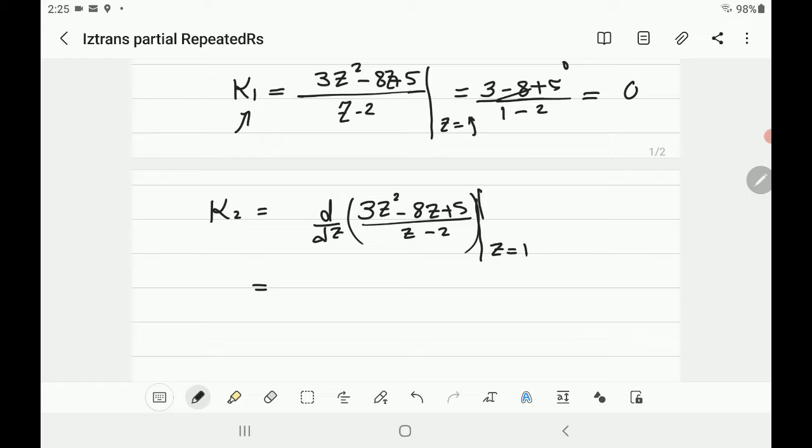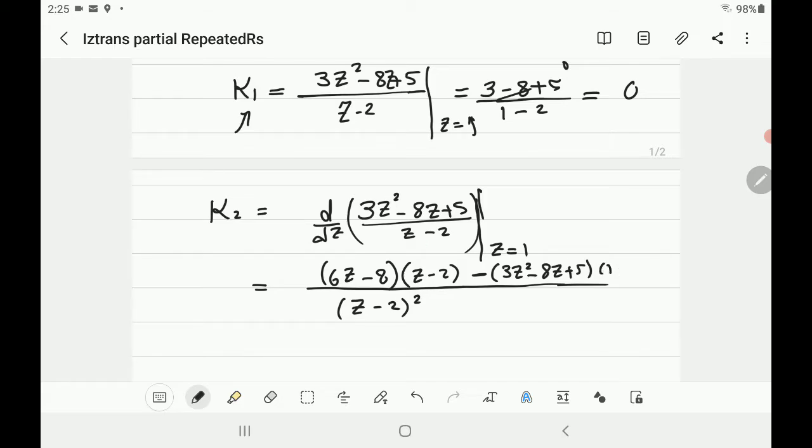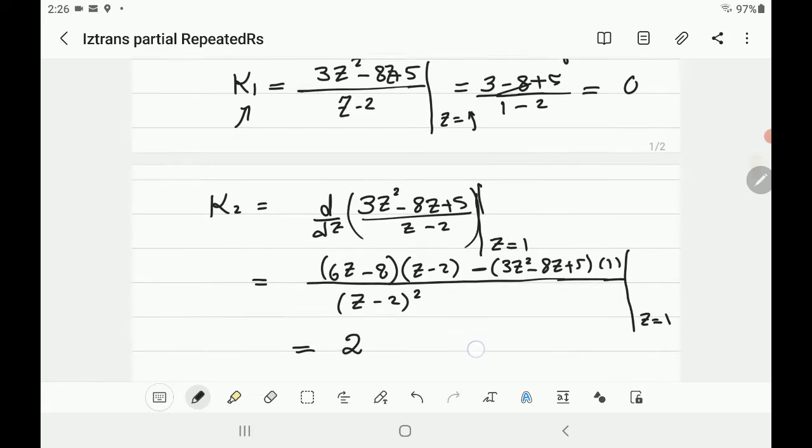How do we differentiate something like that? You square the bottom, z minus 2 squared. Then differentiate the top, 3z squared will be like 6z minus 8. That's the differentiation, multiplied by the bottom, z minus 2, minus the top part times the differentiation of the bottom. Now you found the differentiation. You can substitute by z equal to 1 and see what the result is. I did that and I found k2 equal to 2. You may work it out and see.